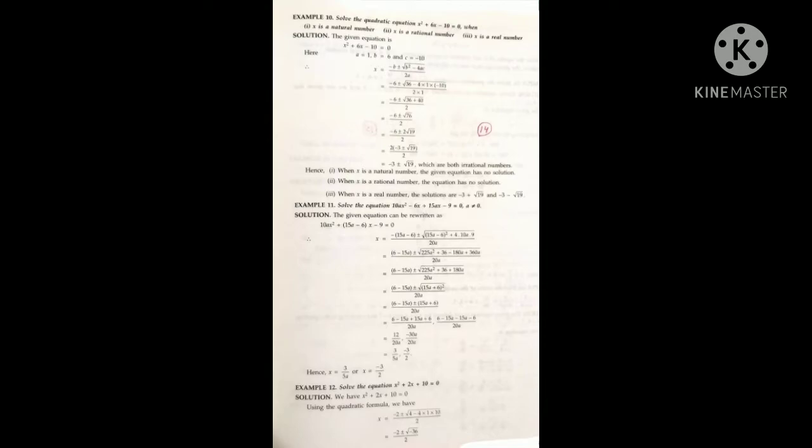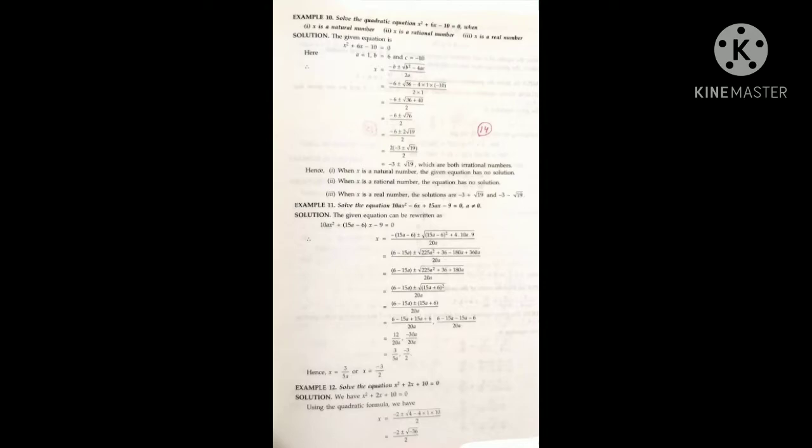We have the equation as x square plus 6x minus 10 is equal to 0. Comparing with the general form ax square plus bx plus c is equal to 0, we get a is equal to 1, b is equal to 6, c is equal to minus 10. Put the respective values in the formula, and finally in the last step you see the answer is x is equal to minus 3 plus minus under root of 19, right? So in both cases we will be having the answer as minus 3 minus under root 19 or minus 3 plus under root of 19.